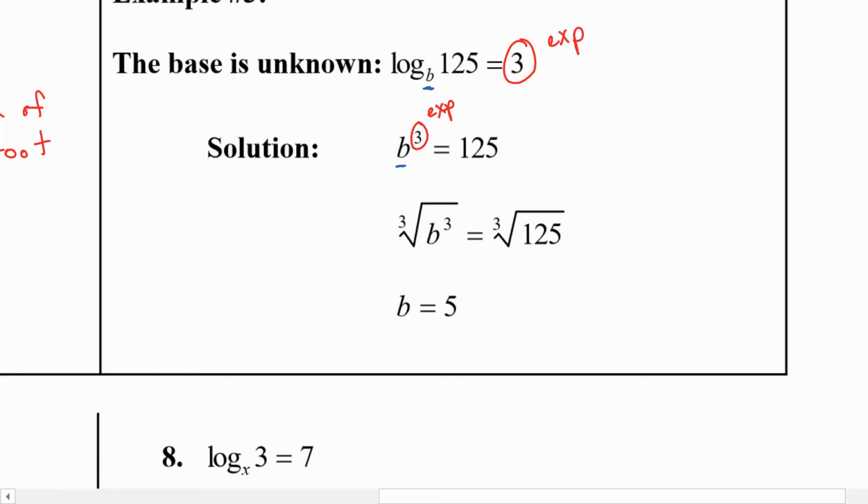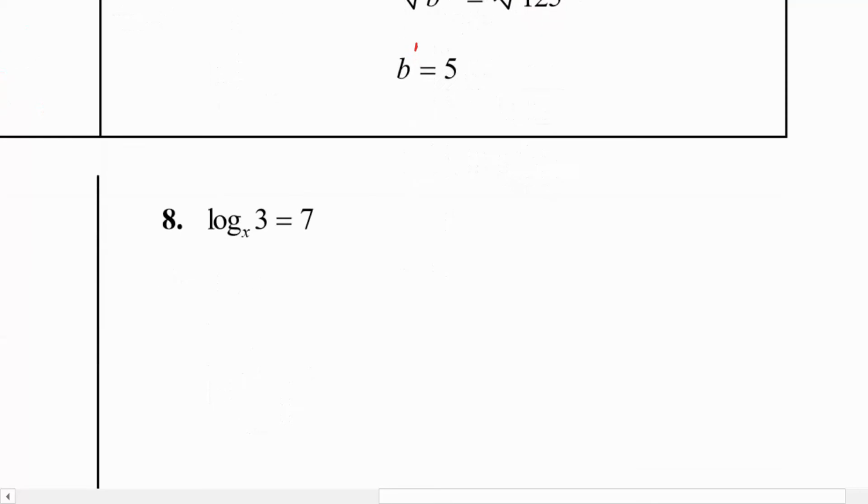So on this problem, the question is, how do we get b all by itself? We need to get rid of that third power there. So to get rid of the third power, we take the cube root. So to get rid of cubed, you take the cube root. When we take the cube root of both sides, as you see on the next step, the exponent becomes 1. We don't have to write that. And the cube root of 125 is 5, because 5 times 5 times 5 is 125. So let's try a few more of those.